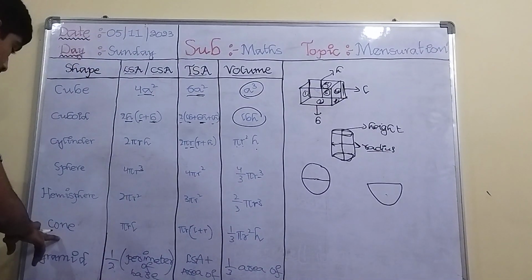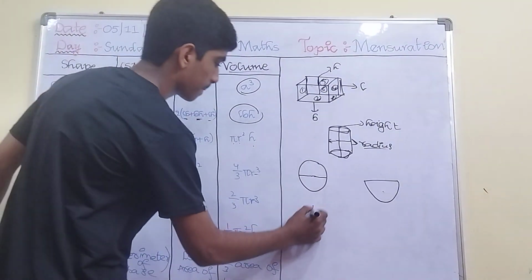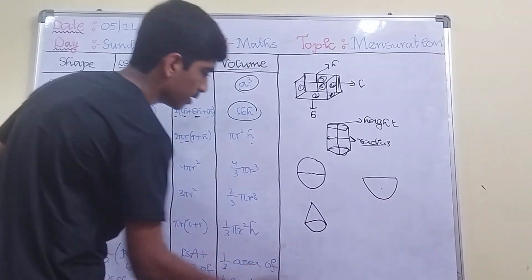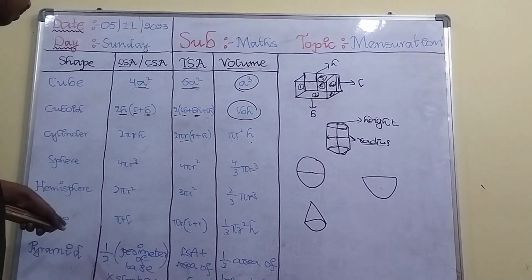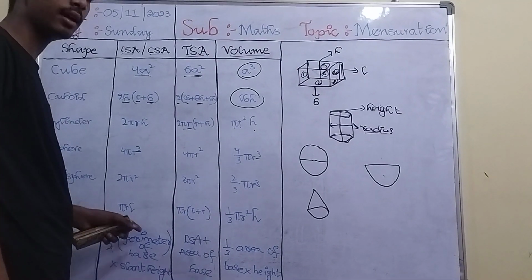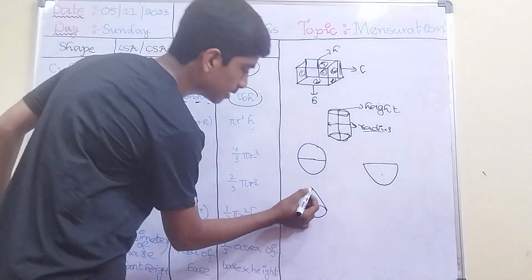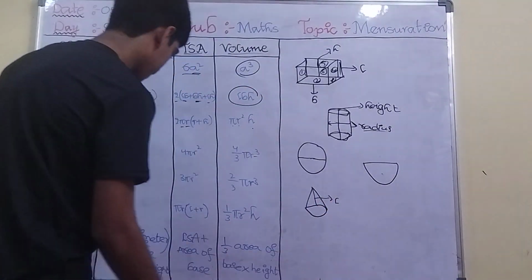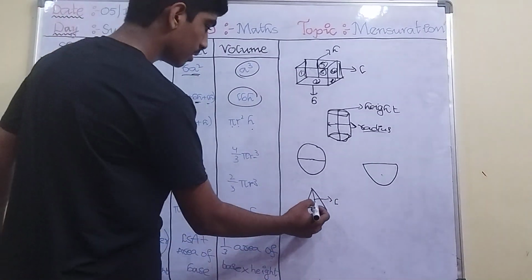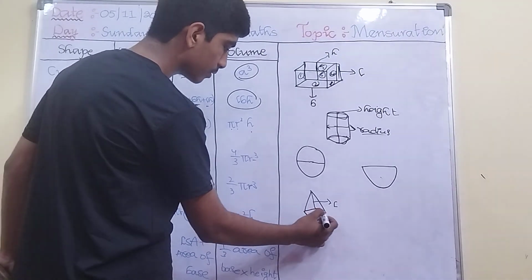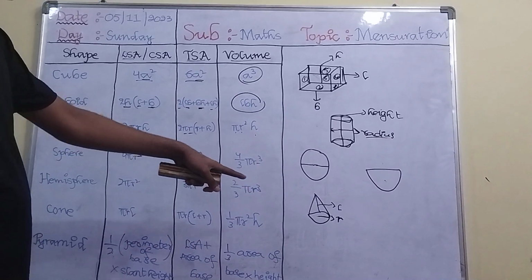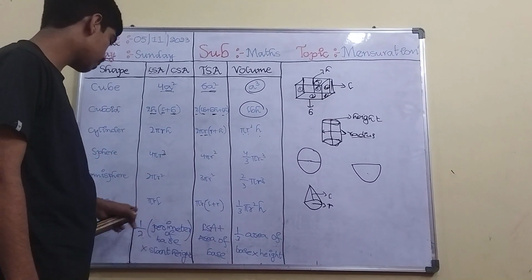And the sixth one is cone. This is the cone, and the CSA of cone is pi r L. L means slant height. This is the slant height, it is L. And R is the radius. This is the radius for cone. This is the CSA for cone.